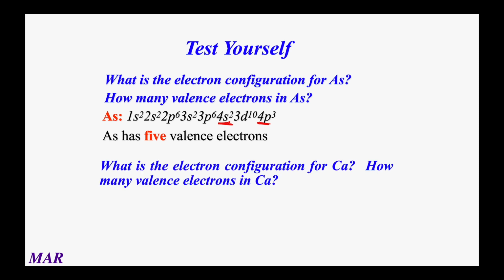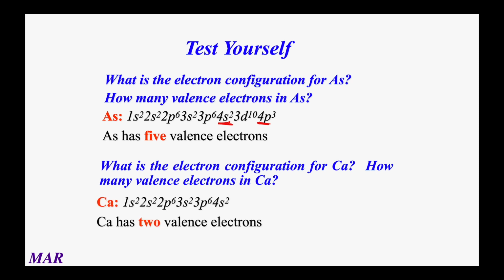Calcium, we can do the same kind of thing. Let's figure out the calcium electron configuration and how many valence electrons. No problem. Calcium has a total of 20 electrons. So we start again, 1s, 1s2, all s's have 2, 2s2, 2p6, that gets us to neon.